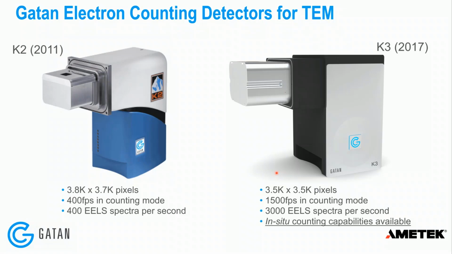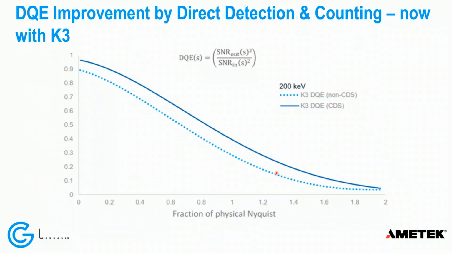So the primary difference between the two cameras is the speed. The K3 runs quite a bit faster than the K2. We also have some improvement in DQE. So the solid line here is the DQE curve of the K3 in what we call CDS mode. So you see it's higher than what we saw for K2.